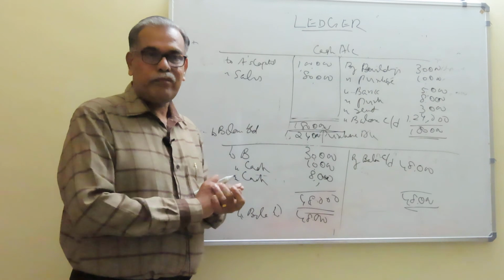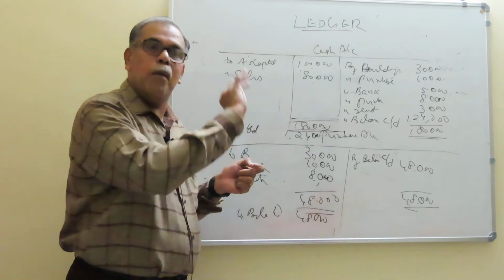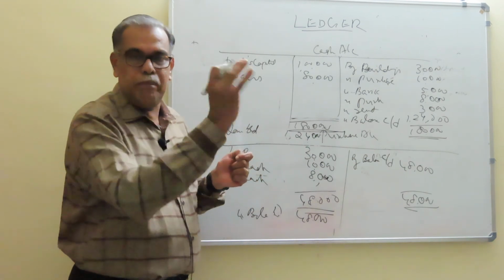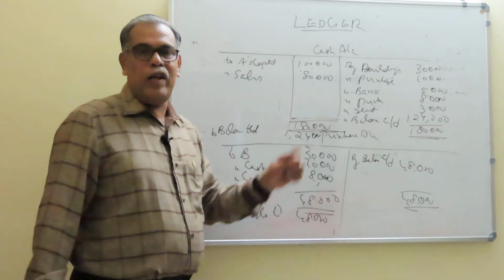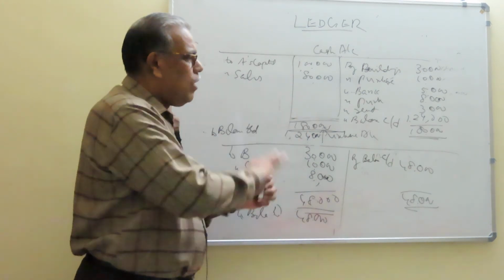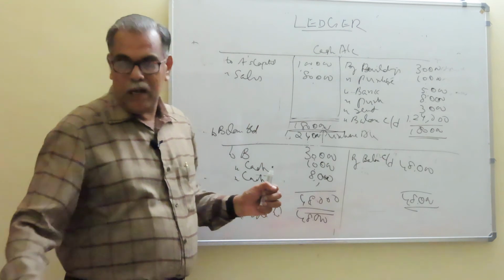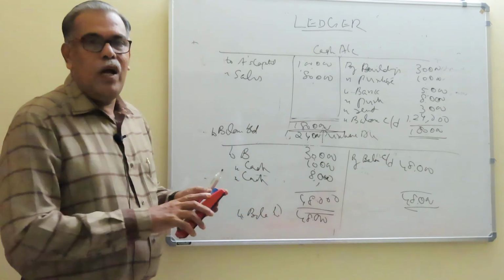In the sales account, what will we write now? By cash, by B, by C. The sales account will have a credit balance. In this manner, we can post to various ledger accounts and we can also balance them.